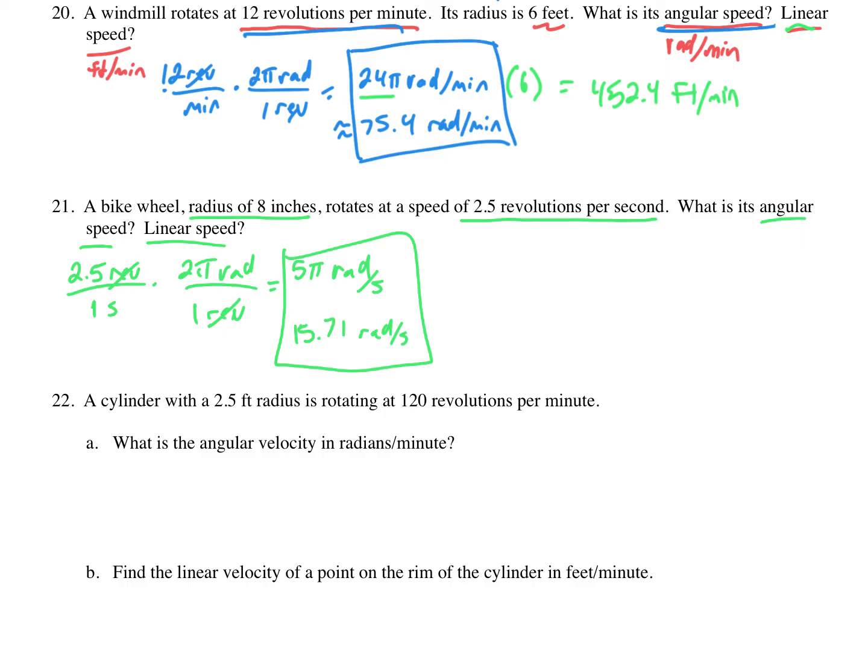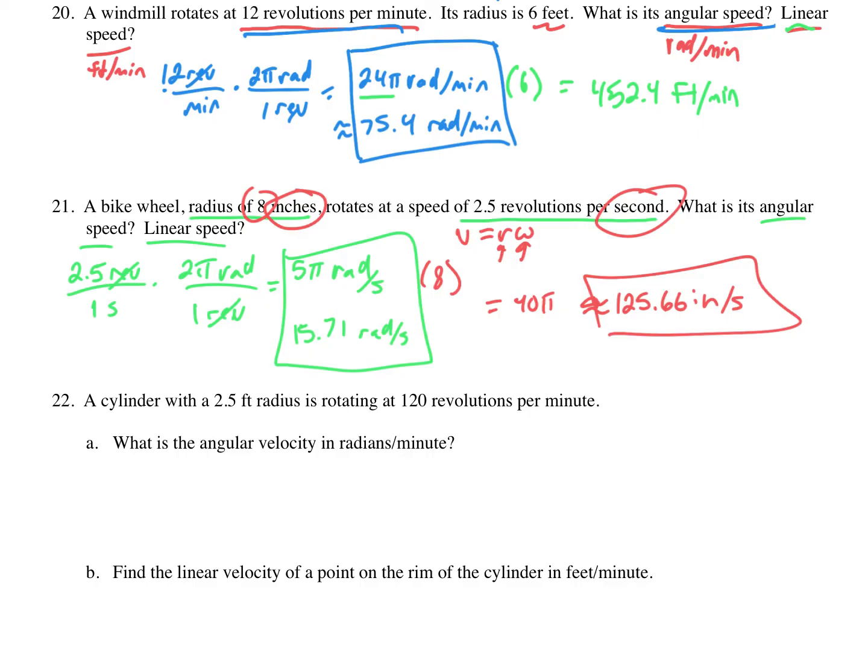But then to get the linear speed, going back to that formula V equals R omega, we need the radius times the angular speed. So take our angular speed, multiply it by the radius of 8 inches. And 5 pi times 8, 40 pi. But it might make a little more sense if we do this as 125.66. And now we're in inches per second. Since our original radius was in inches and our time was in seconds, we'll be in inches per second for that linear speed.